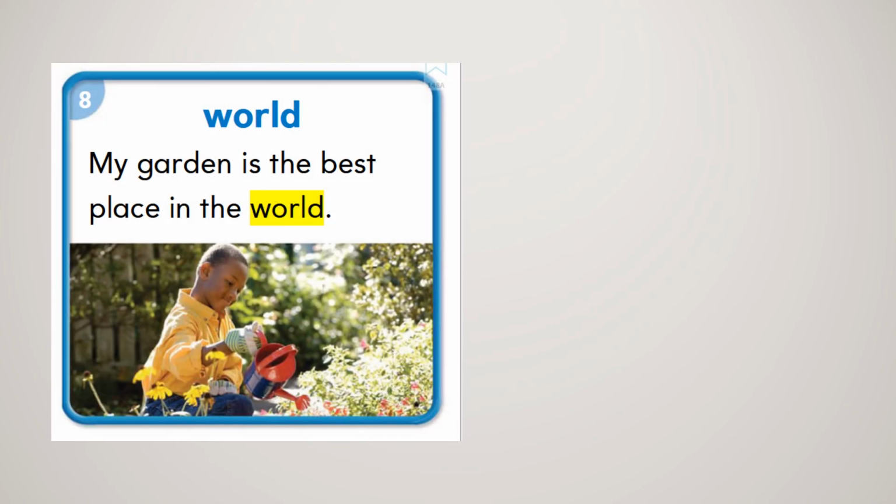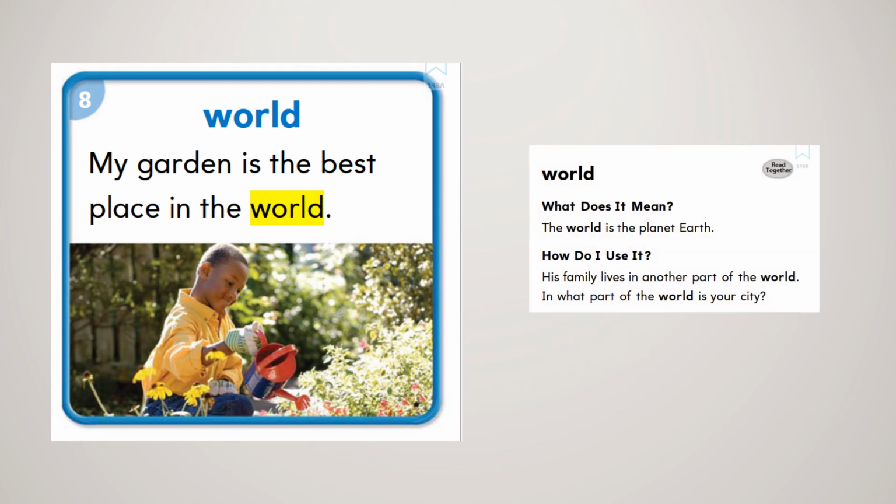Let's look at the next word. World. My garden is the best place in the world. World. What does it mean? The world is the planet Earth. How do I use it? His family lives in another part of the world. Or, in what part of the world is your city?